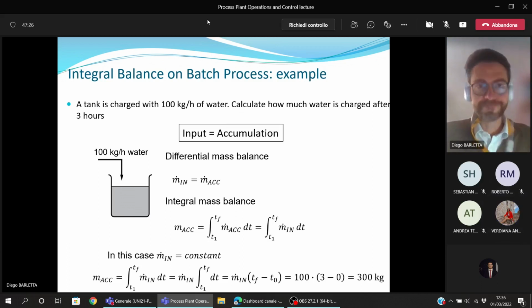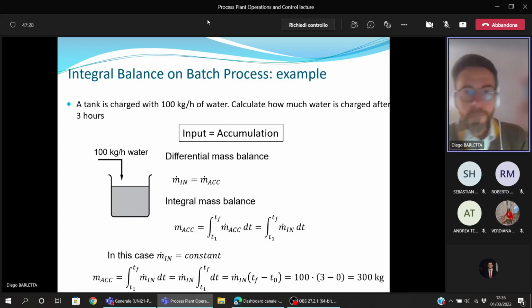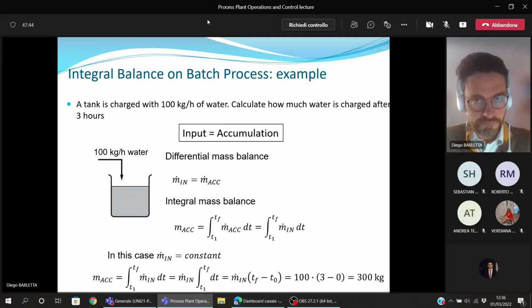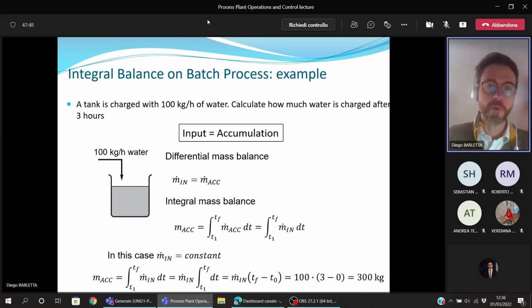Right. Okay, thank you. So let's see what are the differences instead for an integral balance for a batch process. Of course, also in this case it is a very simple example. So let's consider a tank that is charged with 100 kilogram per hour of water. Calculate how much water is charged after 3 hours.